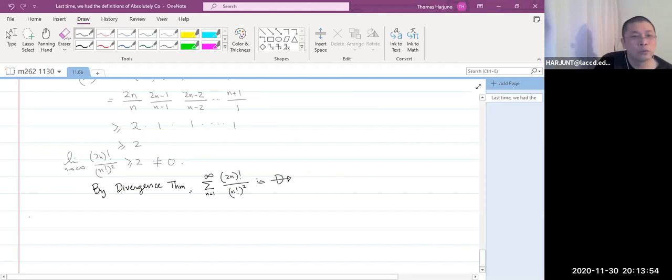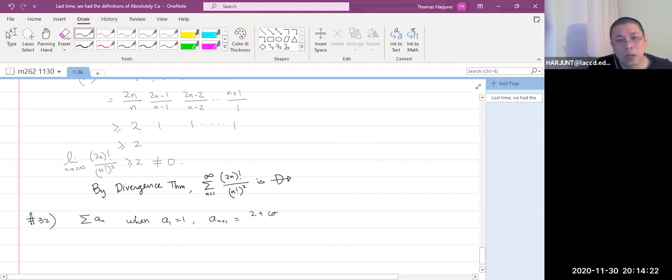Number 32. Number 28, I see is quite complicated. I'm lazy, I don't want to do that. Number 32. The series is defined by the series a sub n, where the first term is 1. The n plus first term is (4 plus cosine n) over square root of n.